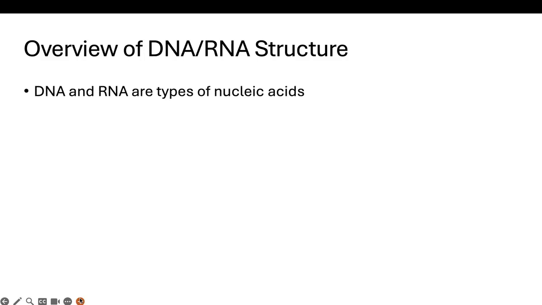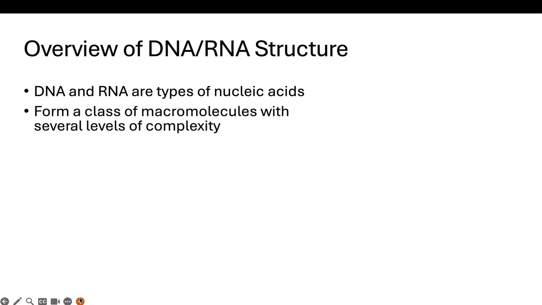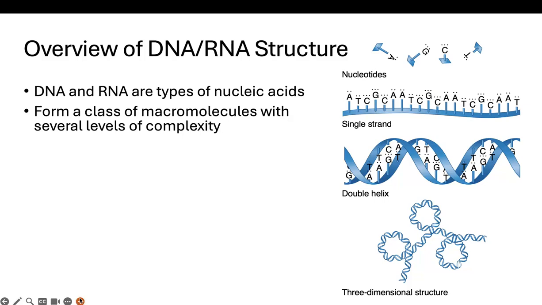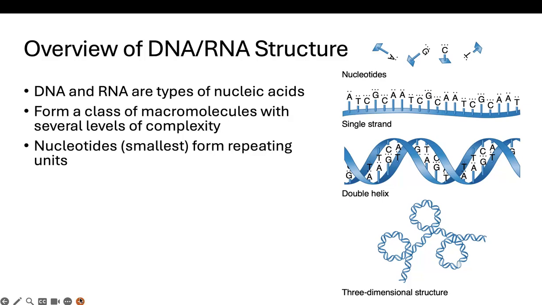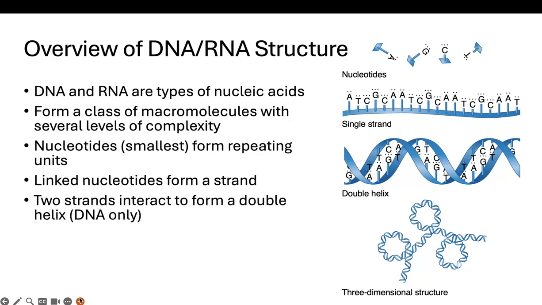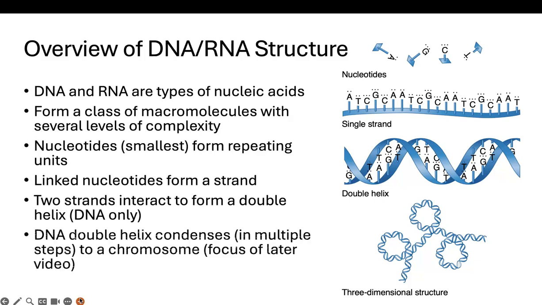DNA and RNA are nucleic acids, one of the four main classes of macromolecules. Nucleic acids have several levels of complexity. The smallest level of complexity is the nucleotide. These form repeating units called a strand, and these strands are bound together to form a double helix. Now, our DNA double helix will further condense in multiple steps into a chromosome, but this will be the focus of a later video.